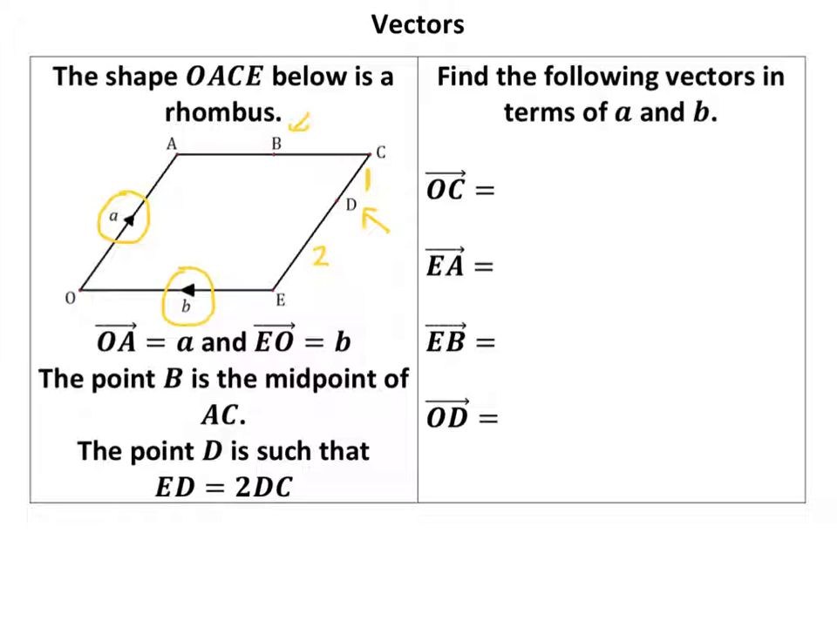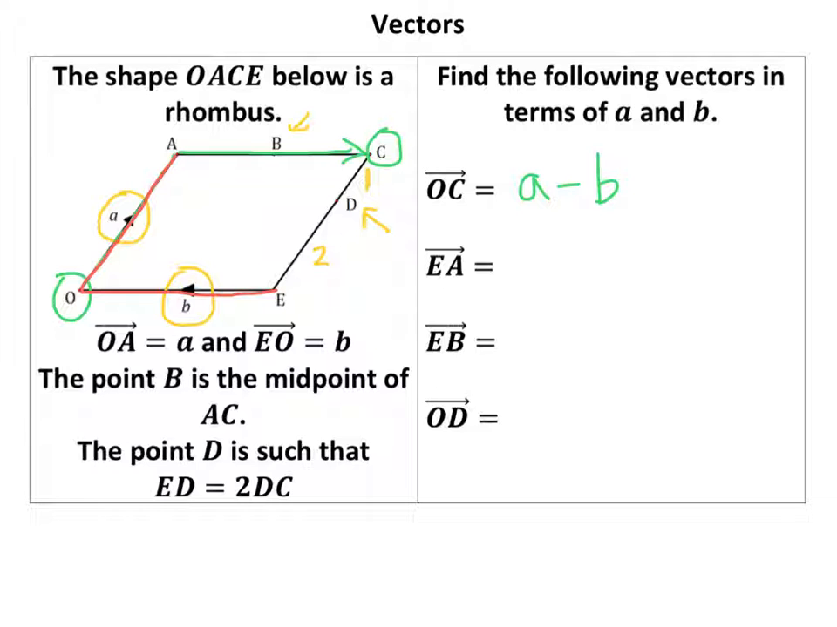It says find the vectors in terms of A and B. So we're going from O, which is here, O to C. So I'm going to go up here and then along here, because they're the directions I can go. I can only go in 2 directions, and so that's A, because it's going the same way as the arrow, but it's going the opposite way of B's arrow, so it's A minus B.